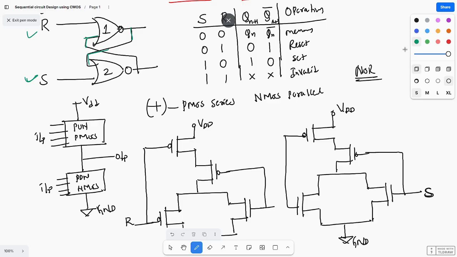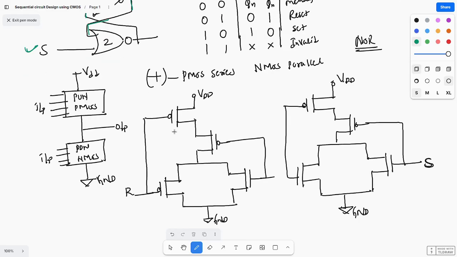So here what is the output? This is the output. This output I need to connect to this input, and this input is connected to this output. Did you understand how I am drawing this? This is nothing but SR latch.